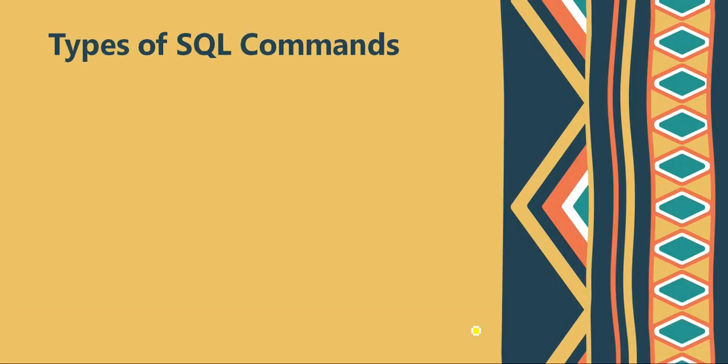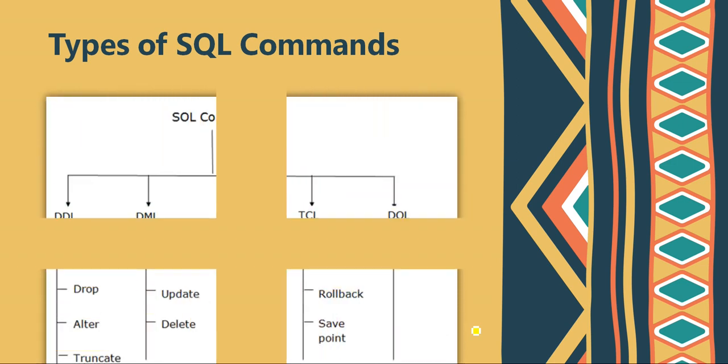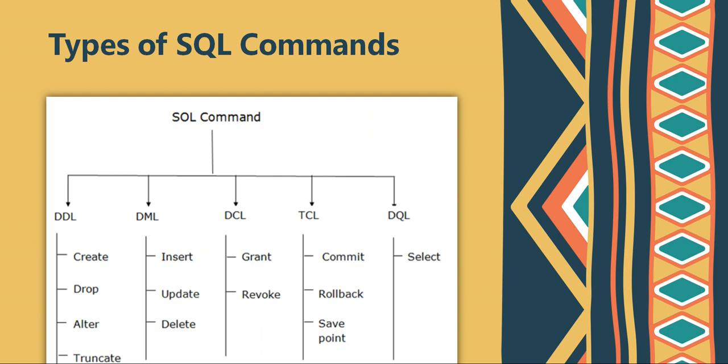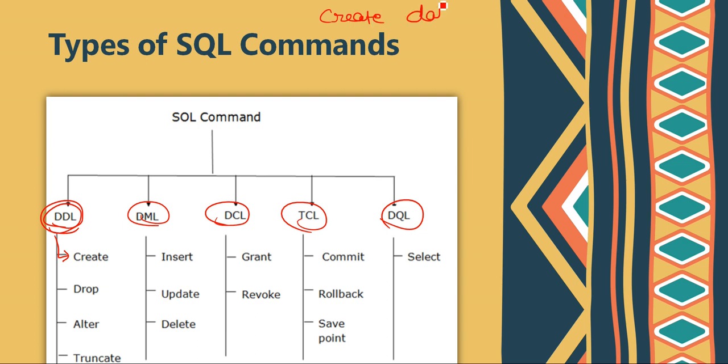Okay, now types of SQL commands. We have discussed the basic types of commands, and inside these commands we have different tasks. In data definition language, what command can we give? We can give create. Create means create anything: create a database, create a table, create a column, right? So all these create commands are under DDL, data definition language.